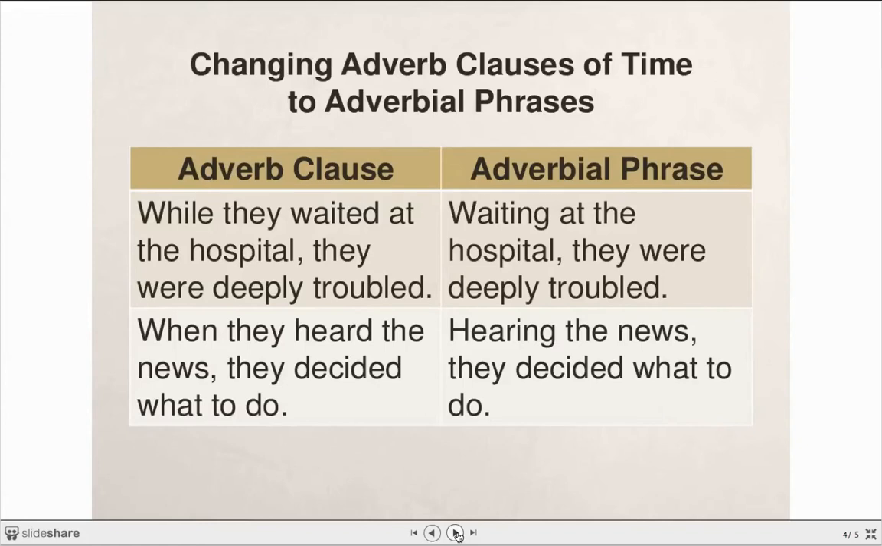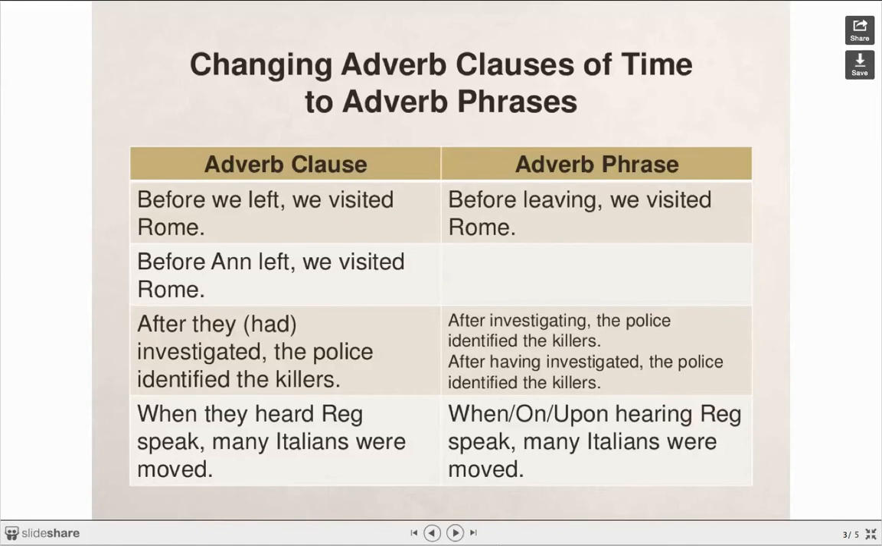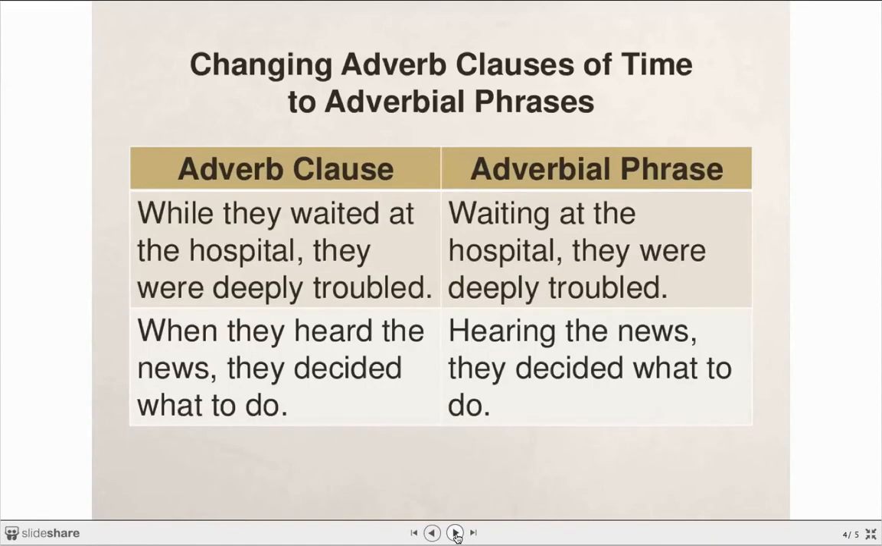Okay, now this is changing adverb clauses of time to adverbial phrases. Adverbial as opposed to adverb phrases. We're using the term adverb phrase when you still have the subordinator here. You still have the subordinator that begins the adverb clause still here in the adverb phrase. However, sometimes, for example with adverb clauses of time, you can take out even the subordinator, and then we call it an adverbial phrase. So while they waited at the hospital, they were deeply troubled.